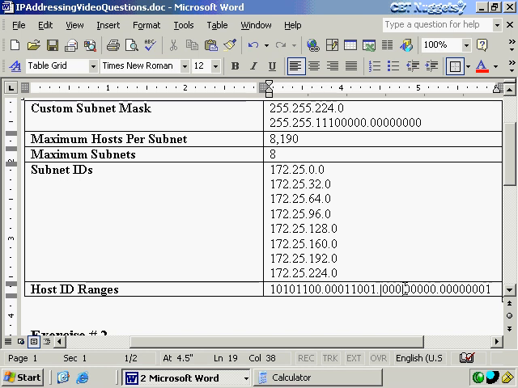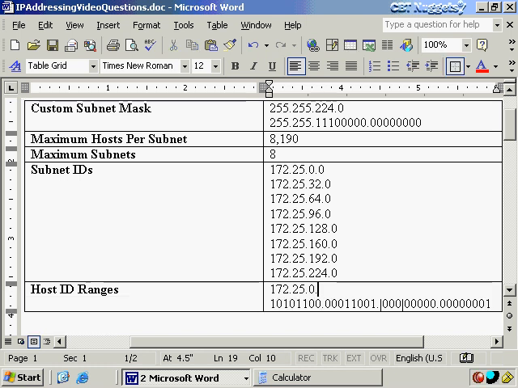And then for our host IDs, remember, we cannot use all zeros or all ones. So here I'm going to do the very lowest number I can use. That's all zeros except for the last bit, which would be a 1. And then the last address that I would be able to use would be all ones and then a 0 in this last highlighted position here. So if I convert all of this now to a decimal equivalent, what do I get? I get 172.25.0.1.